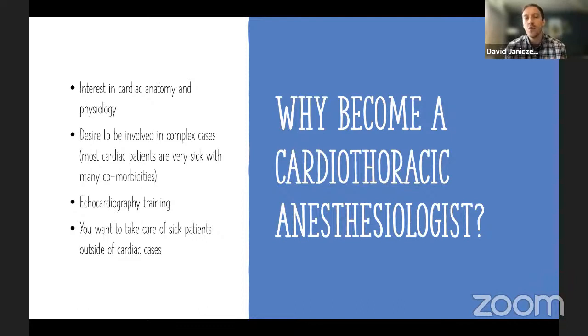And then lastly, you may want to take care of sick patients outside of cardiac cases. Like I hit on before, we're taking care of more and more cardiac patients for non-cardiac surgery. And I think that trend is just going to continue as patients get sicker and sicker, and we're operating on sicker and sicker patients. And so we're not going to be limited to just the cardiac operating rooms. We're going to be definitely involved in a lot more non-cardiac surgery, but our expertise will be needed just because the risk can be very high. But we're used to it by dealing with these patients on a daily basis.